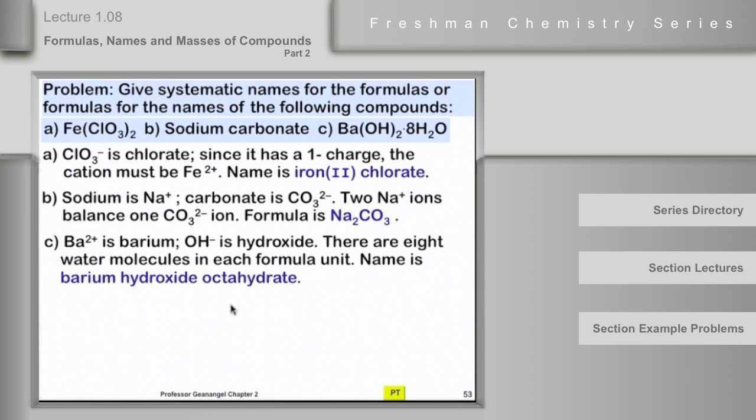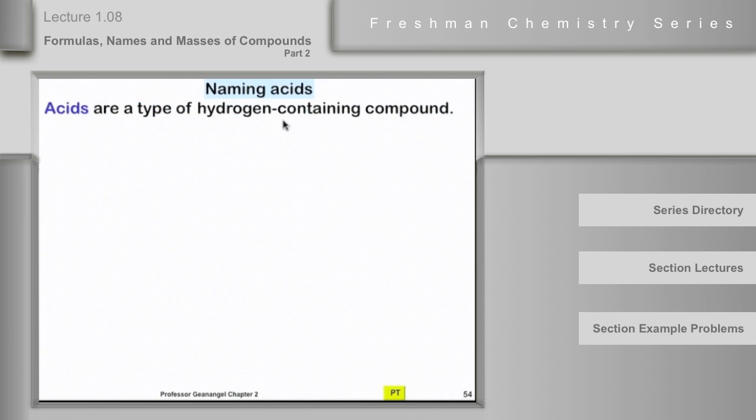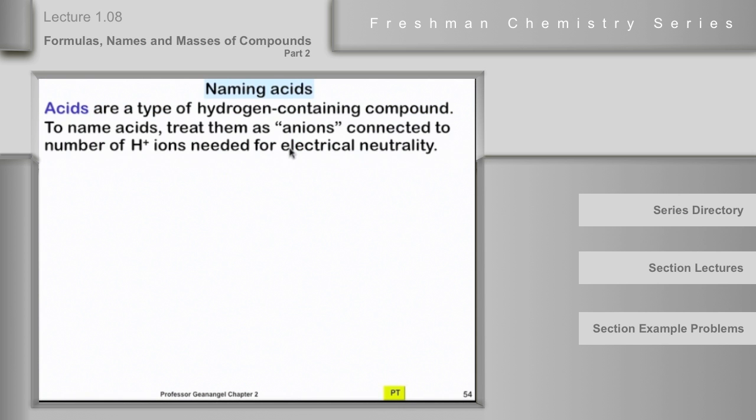All right, good. Now we have to name some acids as well. And fortunately, most of the acids are named in a way that depends on the anion in the acid. Acids differ in the anions that they have. They all have hydrogen, but they have different anions. So acids are a type of hydrogen-containing compound, and to name them, we treat the acid as sort of an anion with enough hydrogens attached to make it neutral. This is bogus, incidentally, but it works perfectly well for the process of naming.